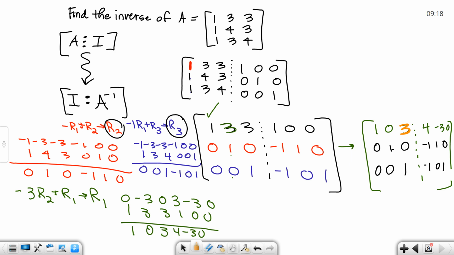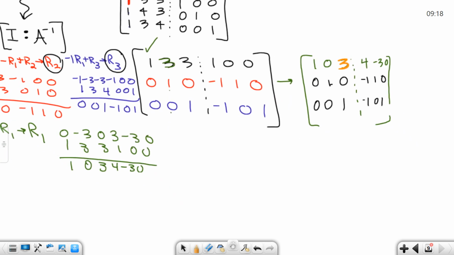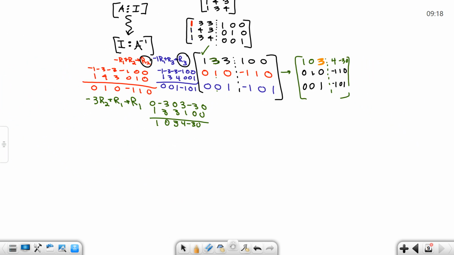Okay, so I'm going to use that last line, row 3, last row, to get rid of that orange 3. So I'm going to say -3, row 3, plus row 1 is going to give me a new row 1.